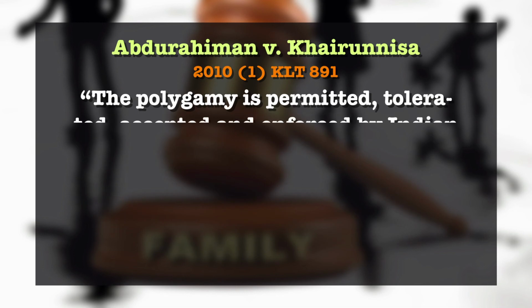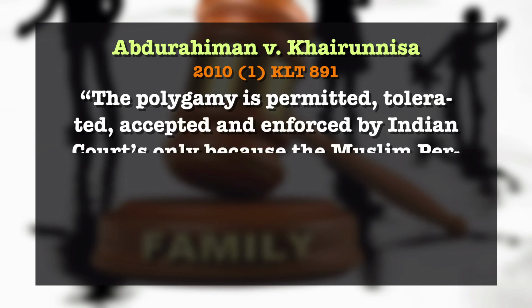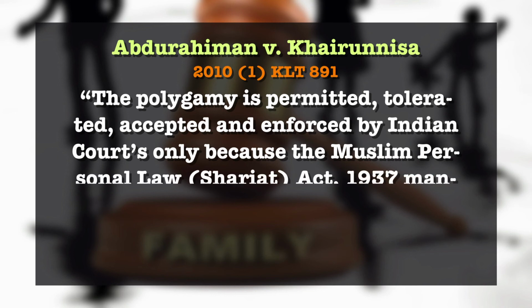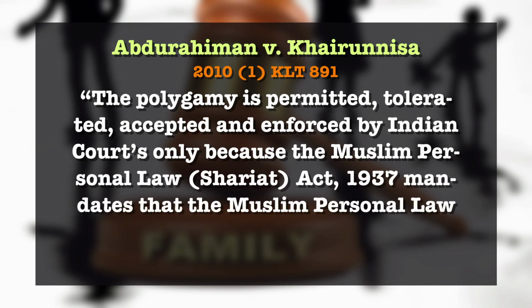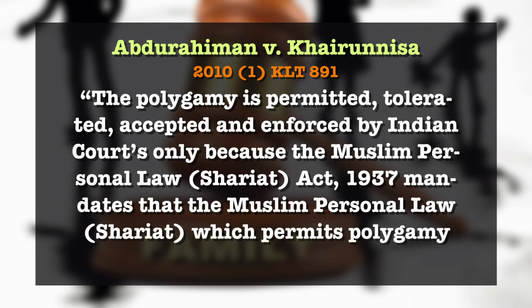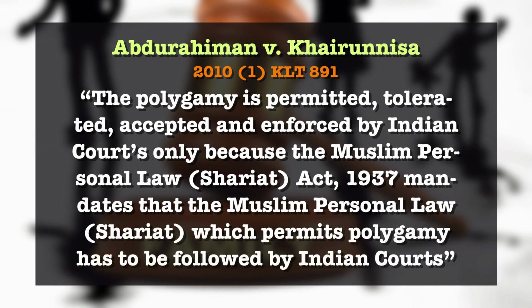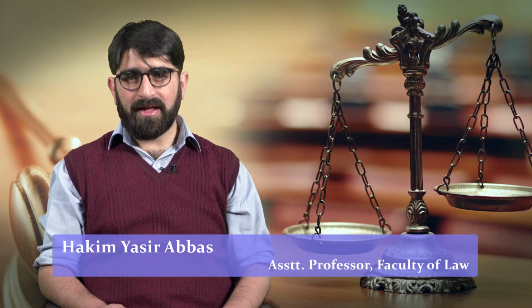It explained that polygamy is permitted, tolerated, accepted and enforced by Indian courts only because the Muslim Personal Law Shariat Act 1937 mandates that the Muslim personal law, that is Shariat, which permits polygamy, has to be followed by the Indian courts. In that view of the matter, the High Court advised that the permitting of polygamy may also have to pass the test of constitutionality under Article 13 of the Constitution of India. In this case, the High Court left this issue unresolved as it was not called upon to undertake that question with reference to the Shariat Act.